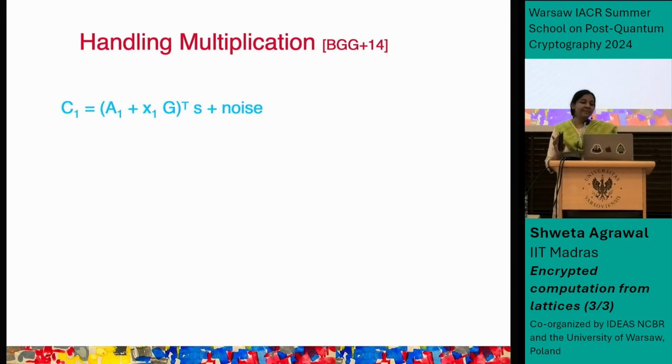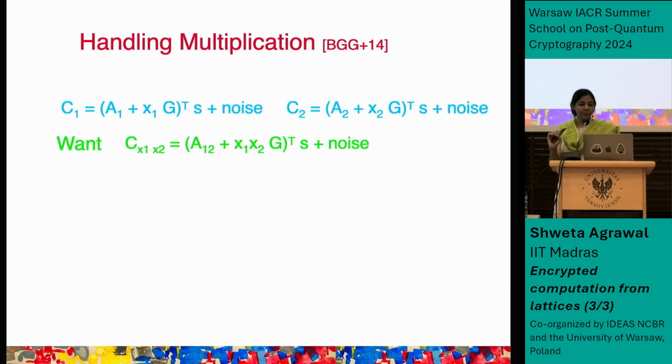Okay, so let's just look at a toy example. I have x1 and x2, and I want to compute an encoding of x1 times x2. So I have C1 as (A1 plus x1 G) times s plus noise. So this is just an encoding of x1. This is an encoding of x2, and I want to somehow get an encoding of x1 x2. This is what I want.